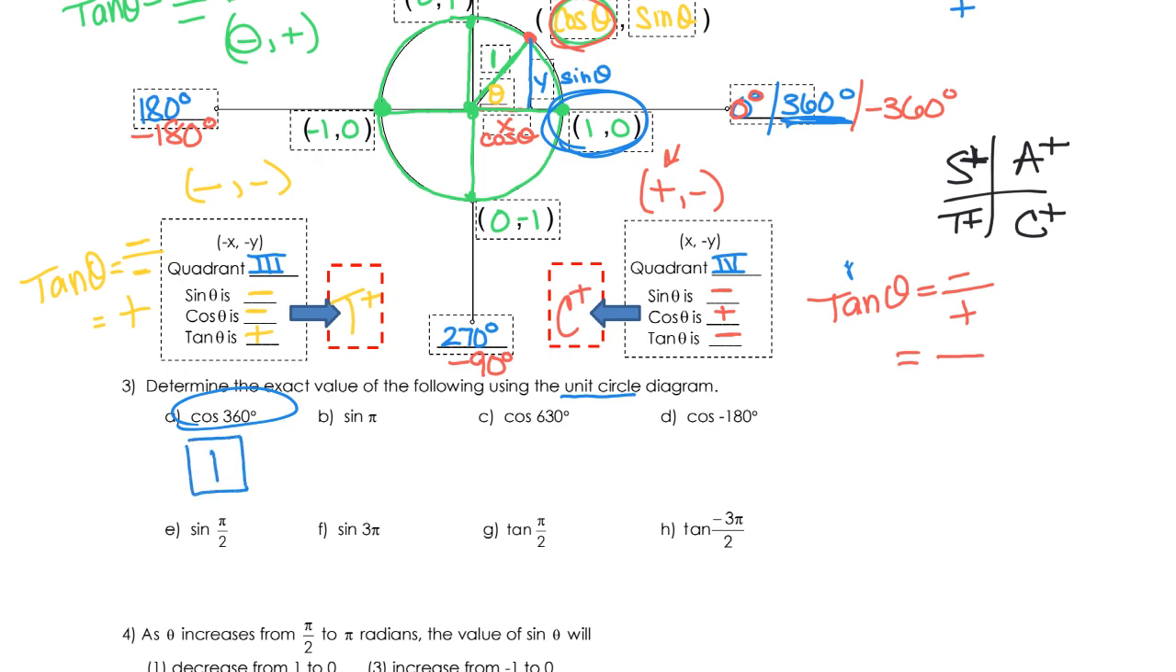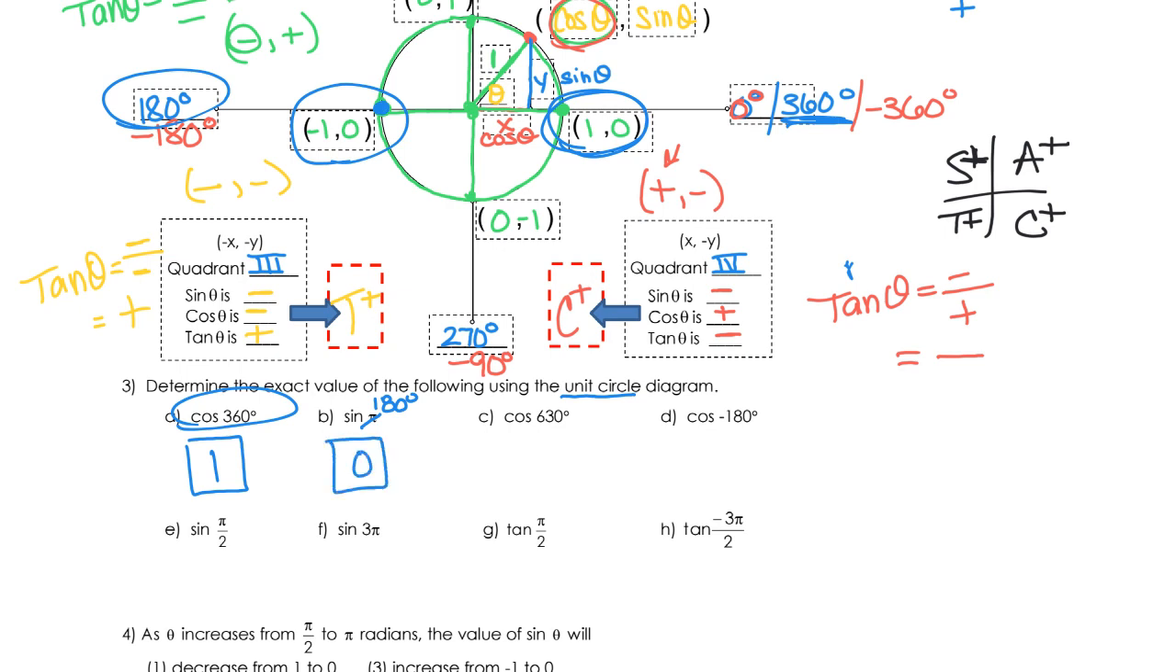All right, sine of pi, and this is in radians. But if you remember that pi is the same thing as 180 degrees, we can think in degrees instead. So sine of 180 degrees is over here on the x-axis, and sine is the second coordinate, or the y-coordinate, and that is 0.